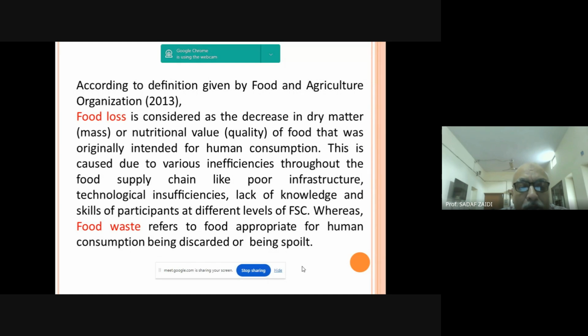Any action directed towards that leads to food loss. And food waste refers to the food that is appropriate for human consumption, but it is being discarded or being spoiled. Are you getting it? This food waste is good for human consumption, but we have not chosen to use it. That is the difference between food loss and food waste. So this is one definition given by the FAO.